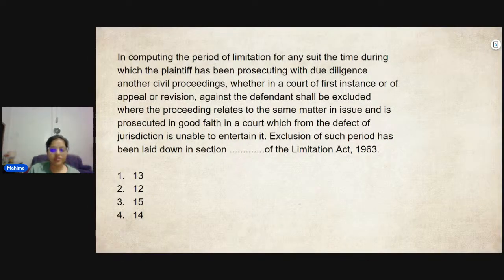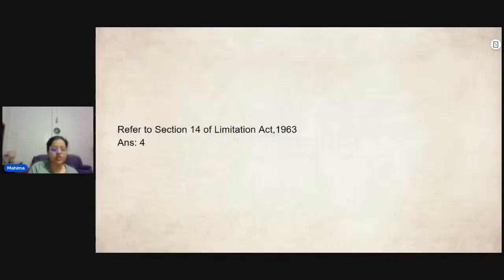In computing the period of limitation for any suit, the time during which the plaintiff has been prosecuting with due diligence another civil proceedings, whether in a court of first instance or of appeal or revision, against the defendant shall be excluded where the proceeding relates to the same matter in issue and is prosecuted in good faith in a court which, from the defect of jurisdiction, is unable to entertain it. Exclusion of such period has been laid down under which section of the Limitation Act? 13, 12, 15, 14. Yes, it is Section 14 Clause 1.